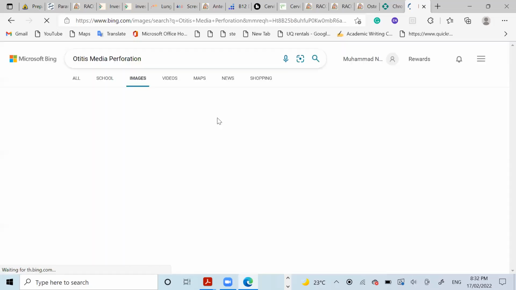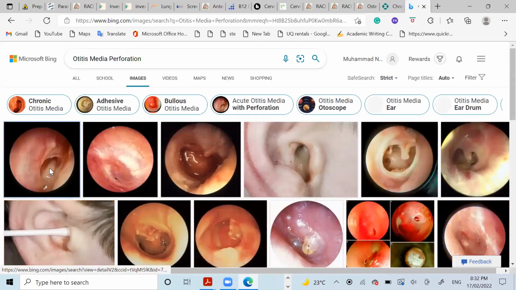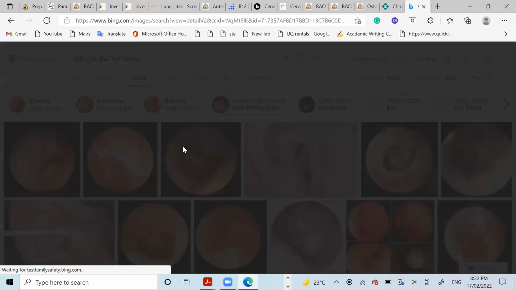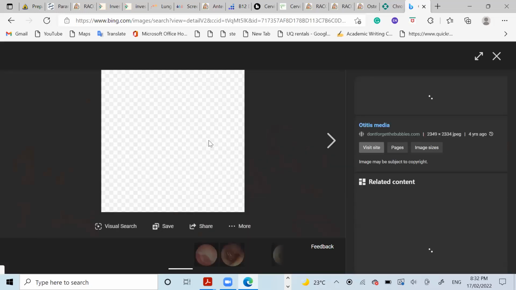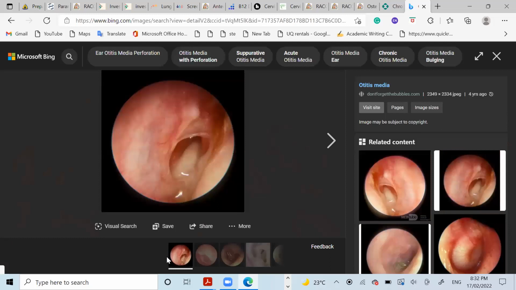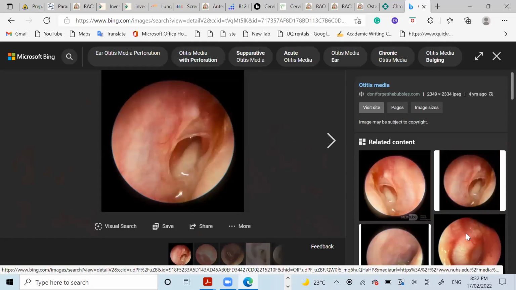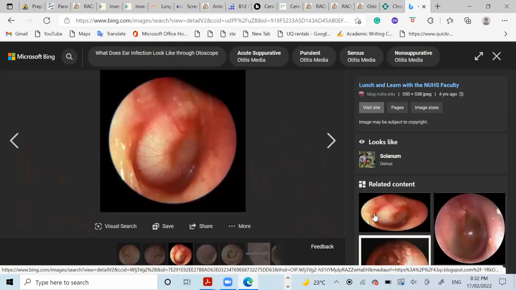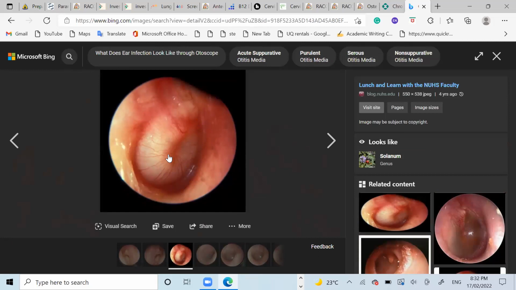And if the membrane is perforated, then you can appreciate this tympanic membrane is perforated and this pus is now coming out. Look at this picture as well. This is the bulging and very painful acute otitis media. The pain is because the pus is putting pressure on the tympanic membrane. Once it ruptures, the pain is gone.